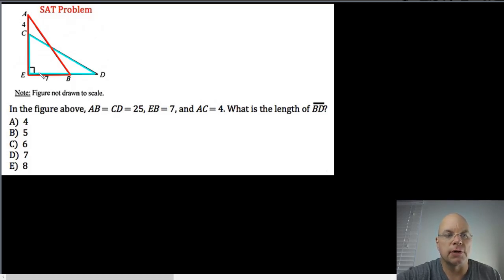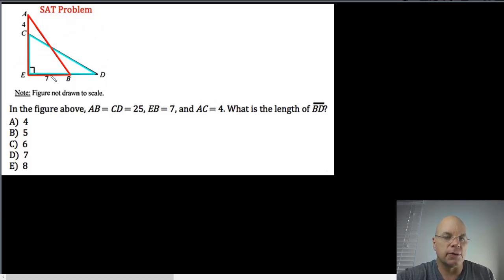So in order to show these two right triangles more distinctly, I've highlighted one of them red and one of them blue. But in both right triangles, the hypotenuse is 25, so the hypotenuses of each triangle are congruent to each other. EB is 7, that's shown on the figure, and AC is 4. AC is this distance from here to here. And we're asked what is the length of BD, this length right here.